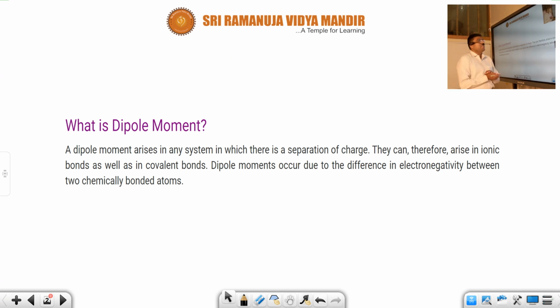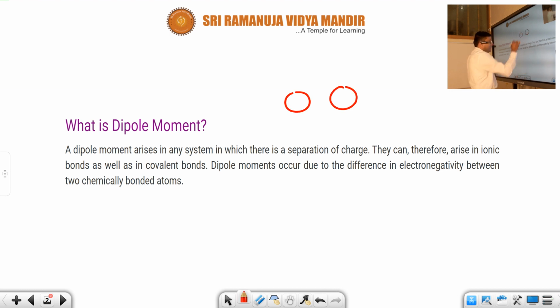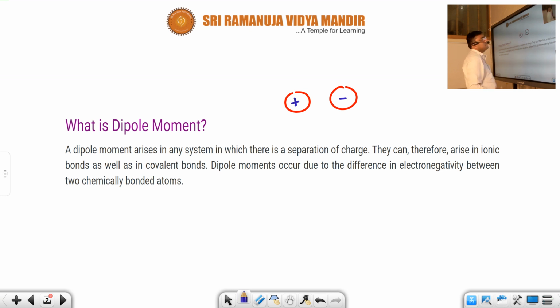So what is dipole moment? Dipole moment is associated with bond polarity. So dipole, you are all aware what a dipole is. A dipole is as follows. So this is a dipole, agreed or not? So what is a dipole? A positive charge and a negative charge. This is a dipole. This is an electric dipole.